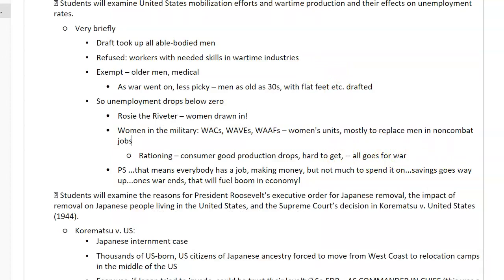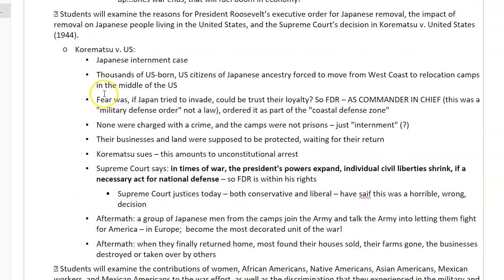Let's talk about now the Korematsu case. Absolutely, positively, 100% one you need to know. They love to ask about it. It's one of the key Supreme Court cases. So let me bold that there. Korematsu case is the Japanese internment case. If you think Marbury-Madison, you should think judicial review. You think Korematsu, think Japanese internment.